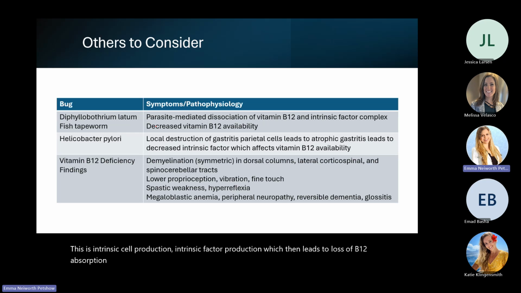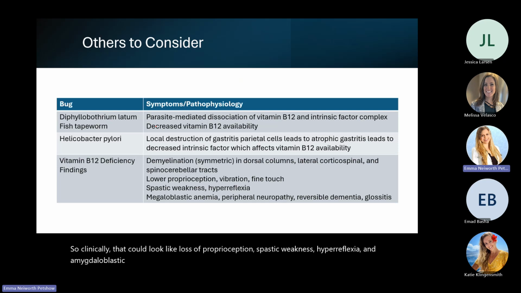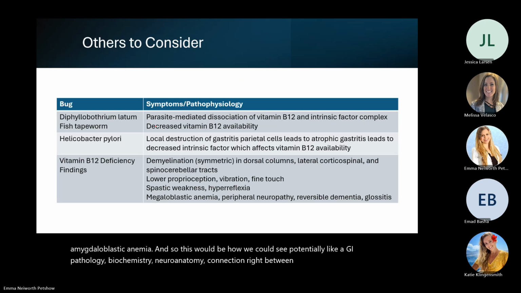And B12 deficiency in any condition or state can lead to a subacute combined degeneration that affects dorsal columns, lateral corticospinal tracts, and spinocerebellar tracts. So essentially it affects a lot of different tracts that are running up and down our spinal cord, communicating from our brain to our body. So clinically, that could look like loss of proprioception, spastic weakness, hyperreflexia, and a megaloblastic anemia. And so this would be how we could potentially see a GI, pathology, biochemistry, neuroanatomy connection, right? B12 deficiency.